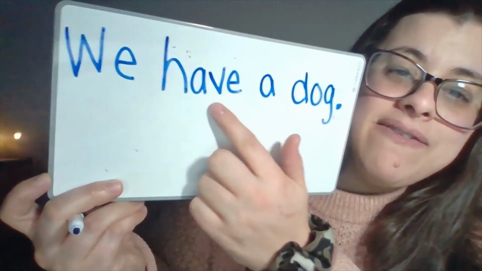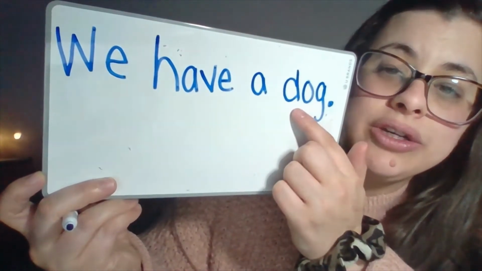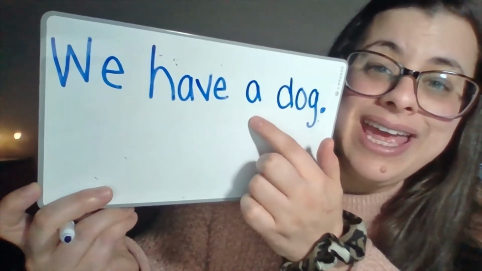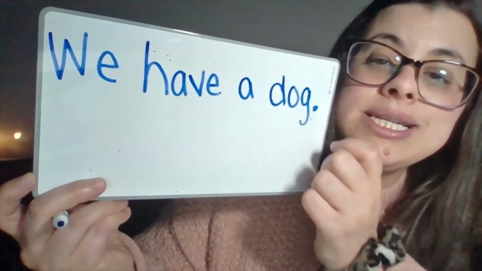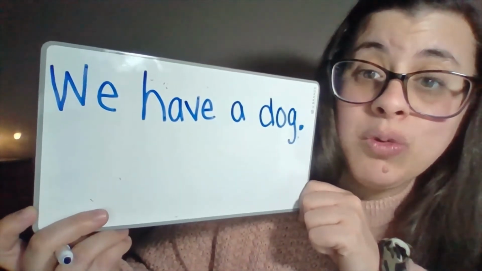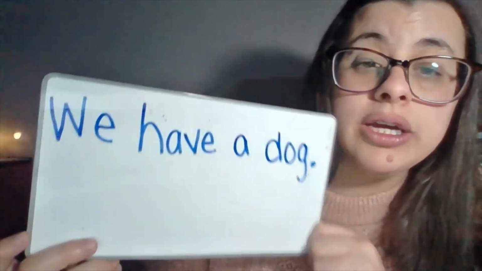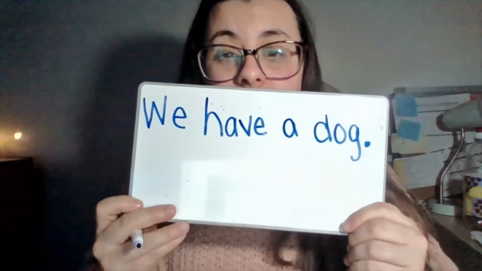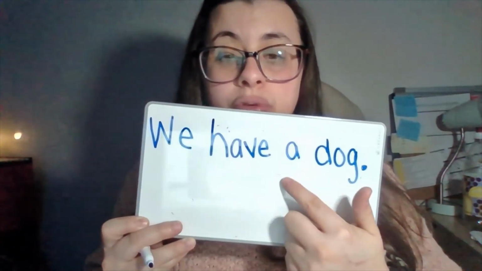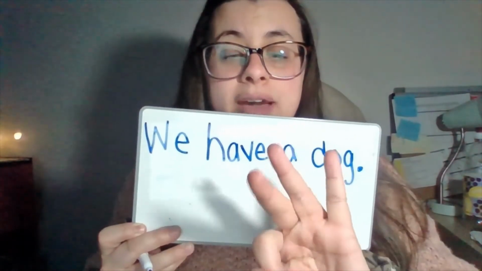We have a dog. Read it with me. We have a dog. Does this sentence make sense? Makes sense to me. What do we have? We have a dog. How many words do you see in this sentence? 1, 2, 3, 4. We have 4 words in this sentence.